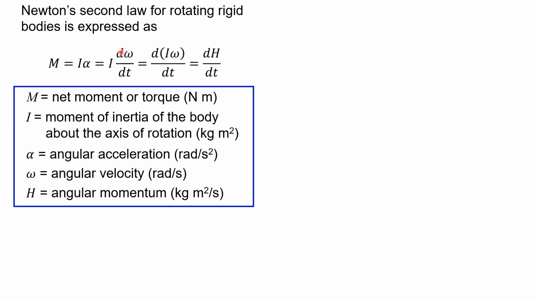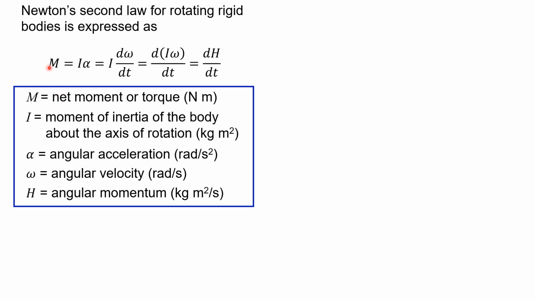So Newton's second law for a rotating rigid body is expressed as M equals I alpha. Earlier we have seen linear motion, meaning front and back or sideways. If a body is having a rotational motion, then we need to use this formula. This formula is almost similar to F equals ma, but in a rotational form.